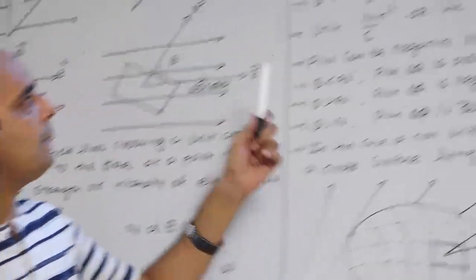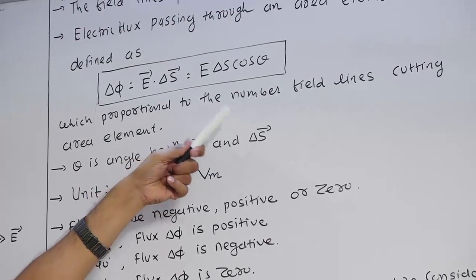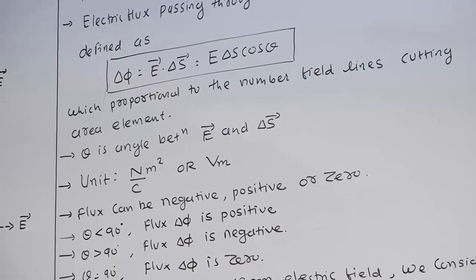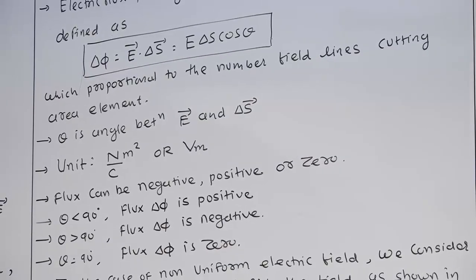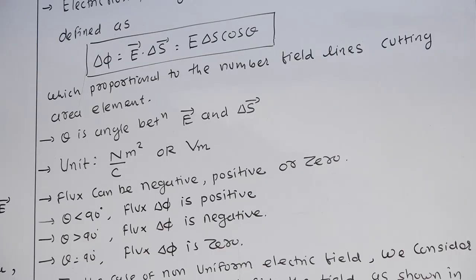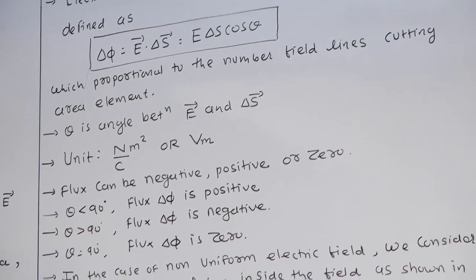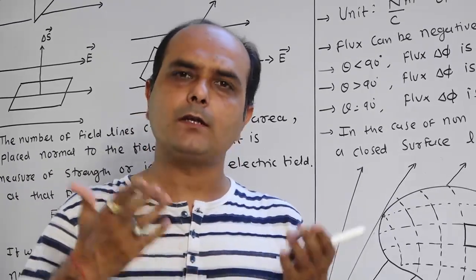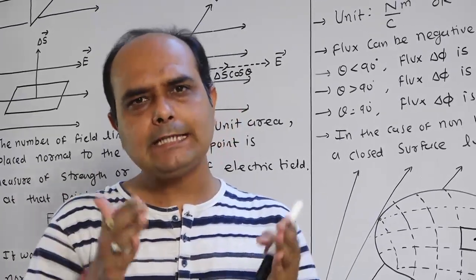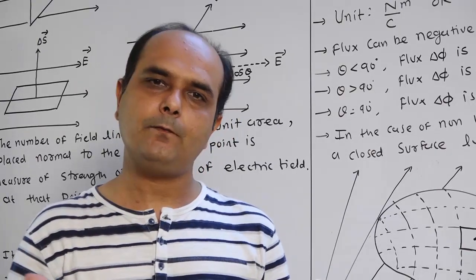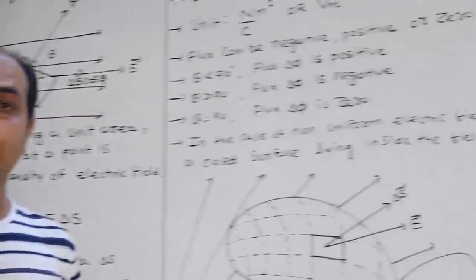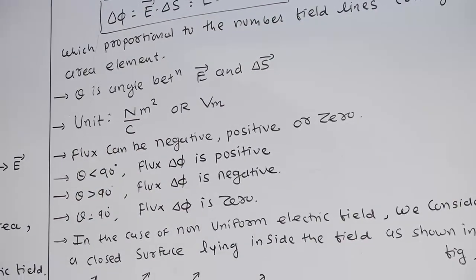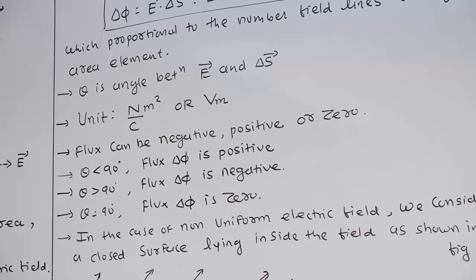Now the next statement: it is proportional to the number of field lines cutting the area element. Cutting means they are passing through the area element. More field lines passing through the area element means more flux. Fewer field lines passing through the area element means less flux. Where theta is the angle between vector E and vector delta S.